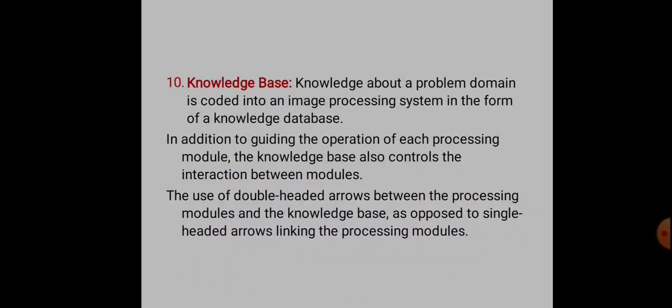Last but not least is the knowledge base. We saw 9 steps involved in image processing, correct? If you have knowledge of these 9 steps, you are able to process images. The knowledge about a problem domain is coded into an image processing system in the form of a knowledge database. You process those images on a computer, so you convert the problem domain into a coded system.